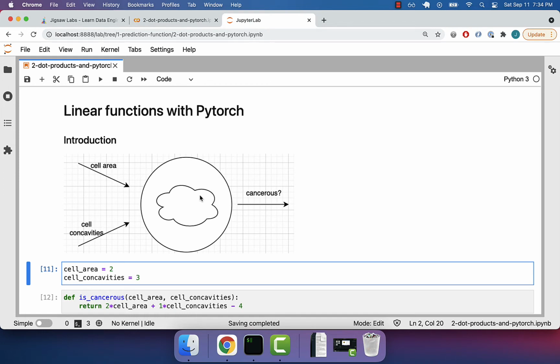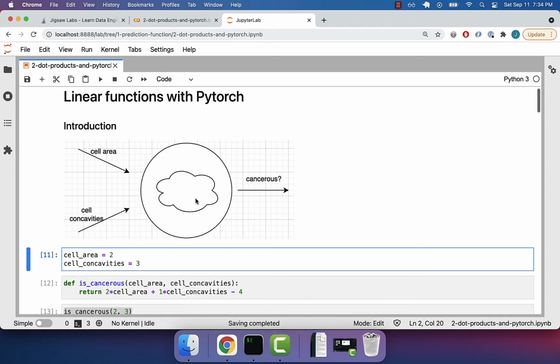If that linear function outputs a positive number, we said we would predict that the cell is cancerous. And if it outputs a negative number, we predict that it's not cancerous. So let's say for one single observation, or one single cell, we have features of 2 and 3.